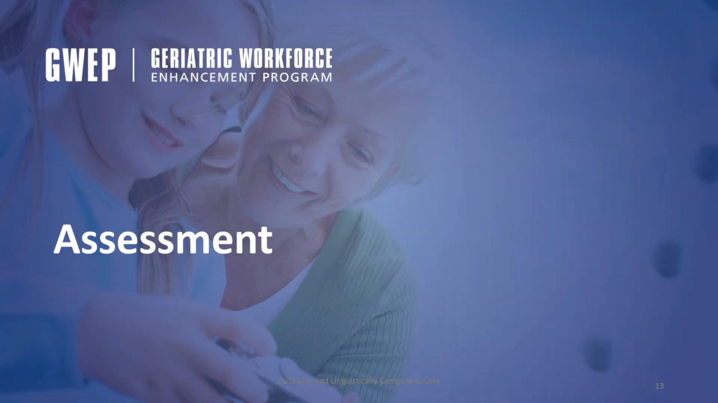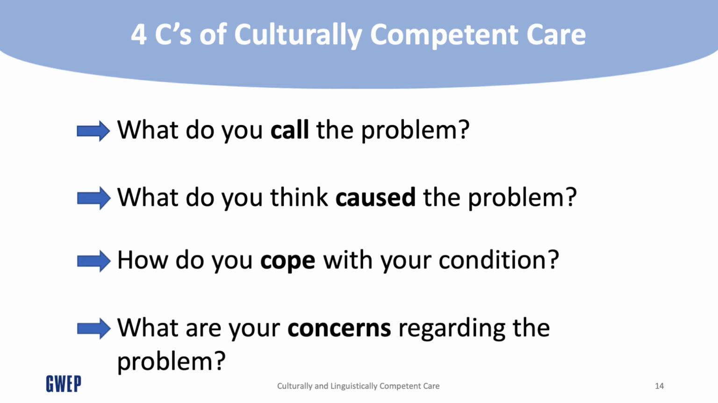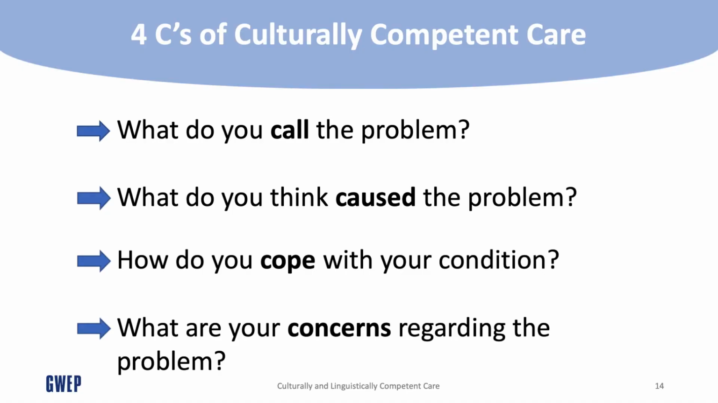Some other assessment strategies. Slavin, Galanti, and Kuo in 2009 talked about the 4 C's of culturally competent care. The first C is, what do you call the problem? If a person comes into your office and they have diabetes, if it's an older African American person, they may say they have sugar. Instead of hypertension, they'll say high blood. Well, it's just understanding a little bit what those terms mean and explaining in terms that your patient will really understand.